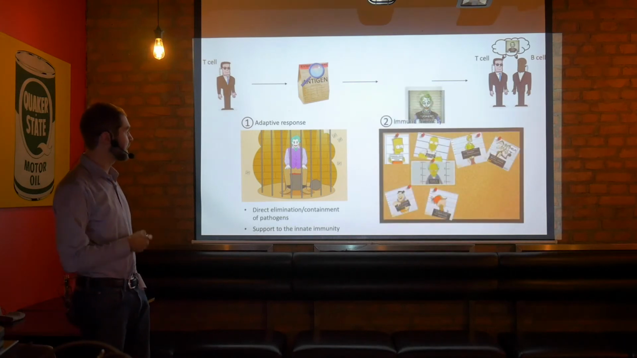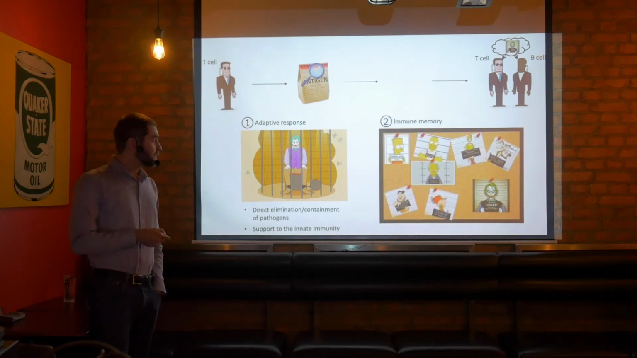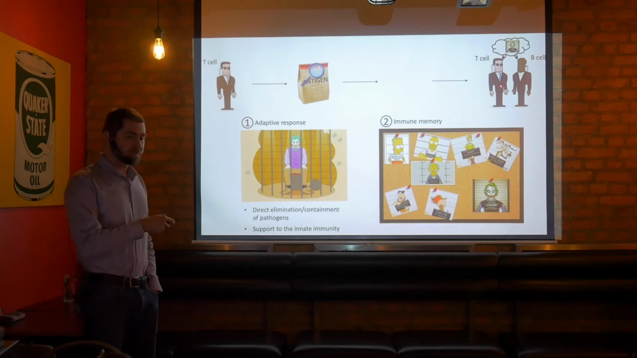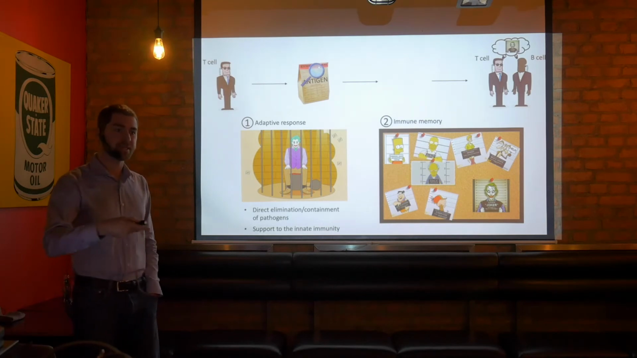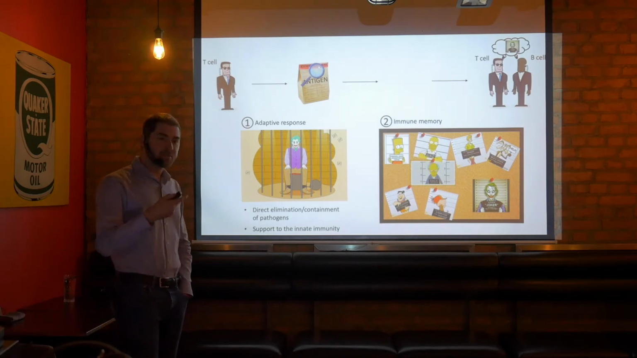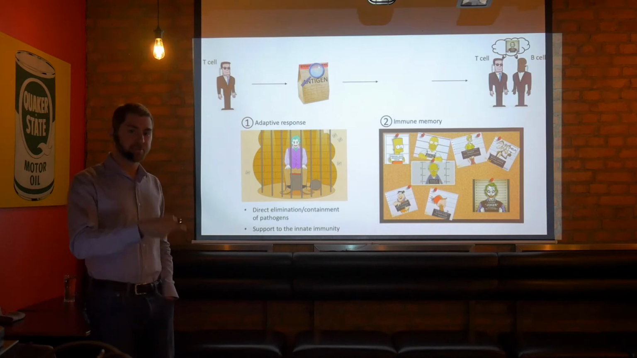And on the other side we have immune memory, which means that now T and B cells know a good strategy to fight that specific pathogen, so if we encounter again this same pathogen, they will be able to react faster and stronger.